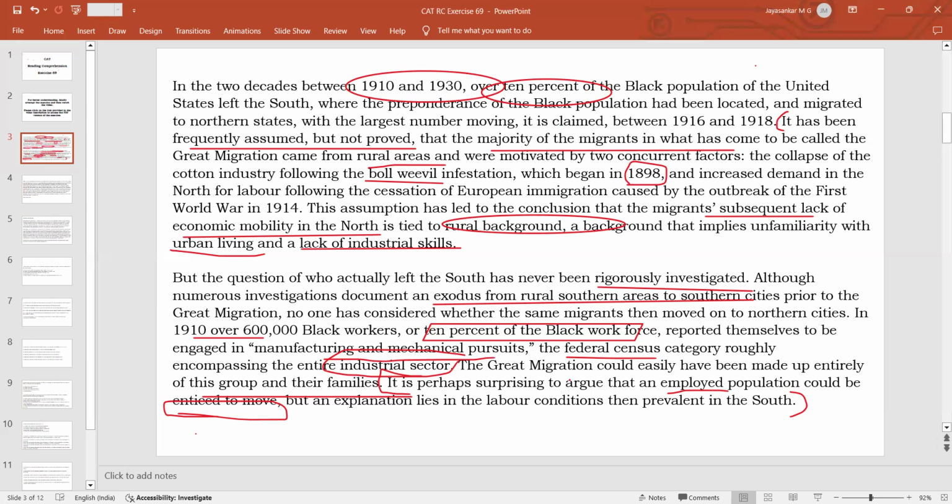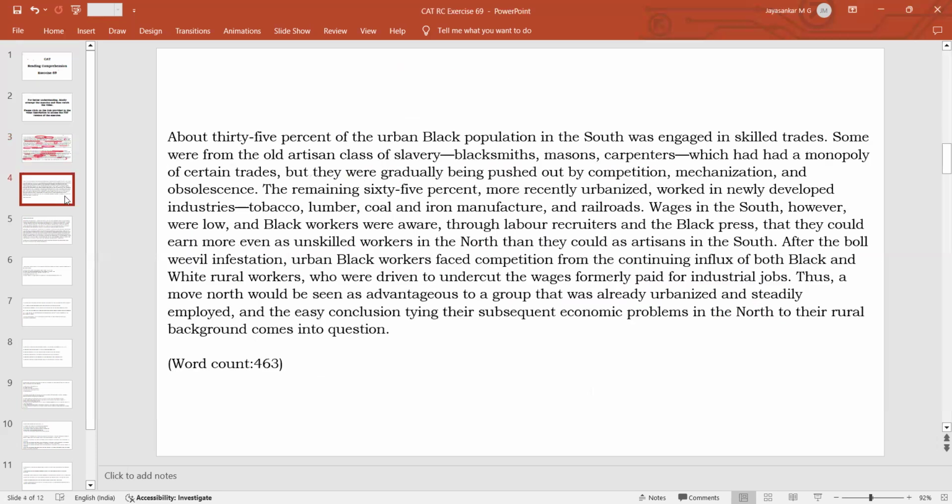And then the question arises: why would these well-settled black workers, who are skilled and who are used to living in the cities, choose to move from the southern cities to the northern United States? So the reason is given in the third paragraph. It says that out of this 10% of the black workers who are engaged in skilled labor in the cities, 35% were artisans, meaning blacksmiths, masons, carpenters, etc.